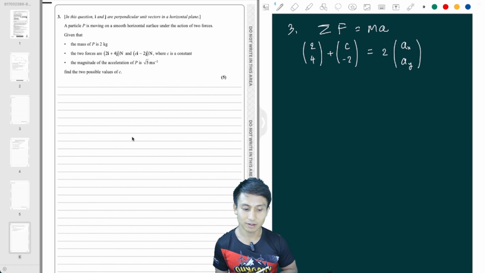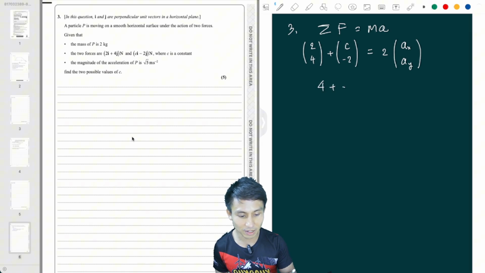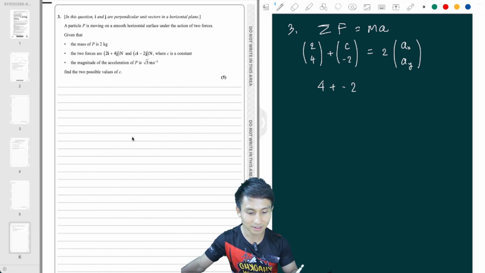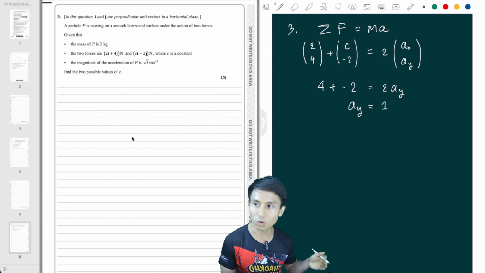All right. We can already find ay right here. Because when we write it like this, we can use a vector method where we separate the two axes. So if you do 4 plus minus 2 for the j direction, that's going to equal 2ay. The 2 will still multiply across ax and ay. That gives us ay, which is the acceleration along the j direction, 2 divided by 2, which is 1. We get one of them.